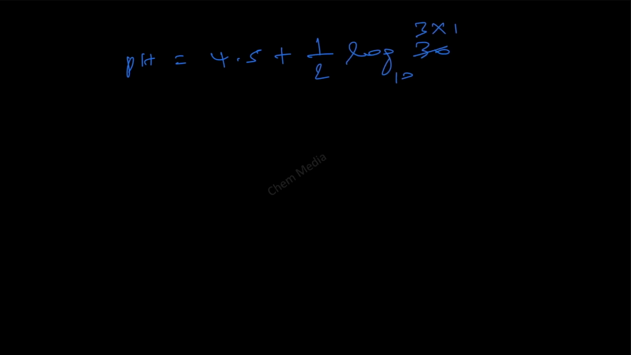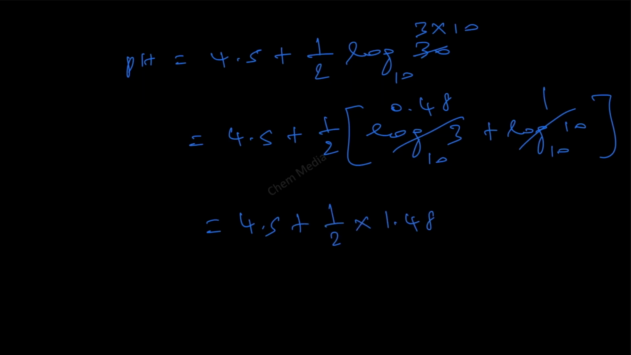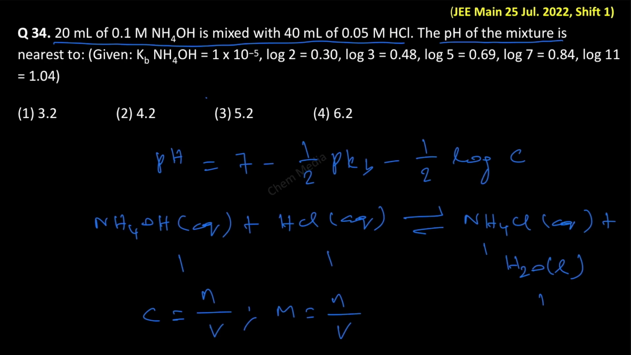30 we can write it as 3 times 10 and log A times B is log A plus log B. So, therefore, 4.5 plus 1 by 2 times log 3 plus log 10. Log 10 base 10 is 1. Log 3 value is given as 0.48. So, therefore, 4.5 plus 1 by 2 times 1.48. So, this will become 0.74. So, therefore, 4.5 plus 0.74, that would be 5.24. So, therefore, the nearest value is 5.2. Therefore, option 3 is correct.